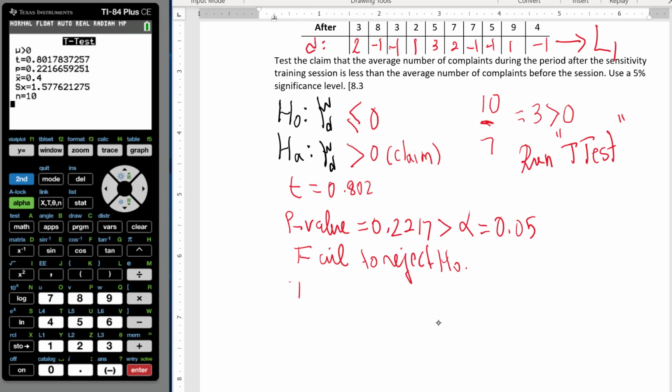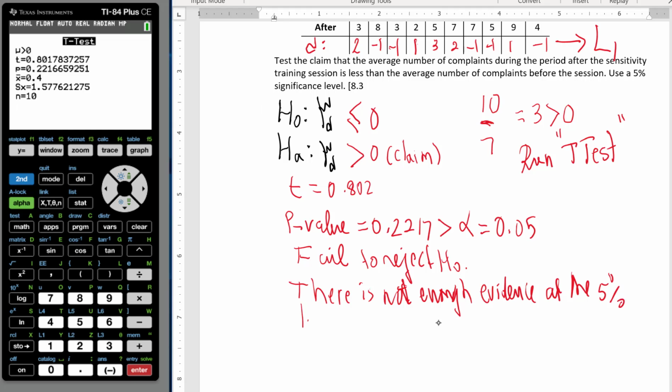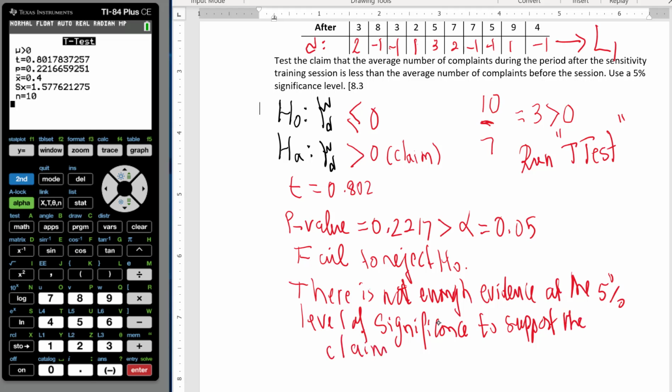And if you fail to reject H0, you start with: there is not enough evidence at the 5% level of significance to support the claim that the sensitivity training would help reduce the number of complaints by people who are being audited. Okay, so that concludes the question.